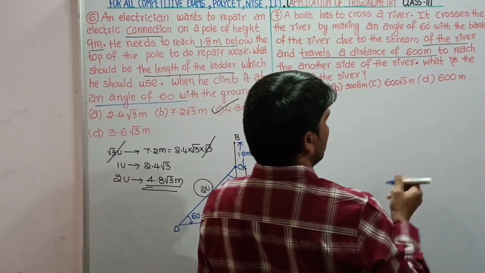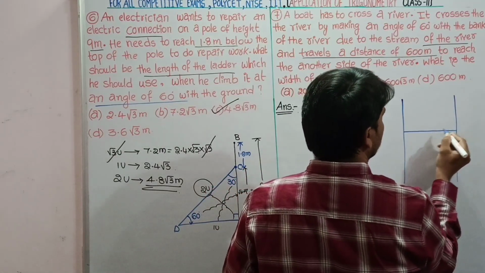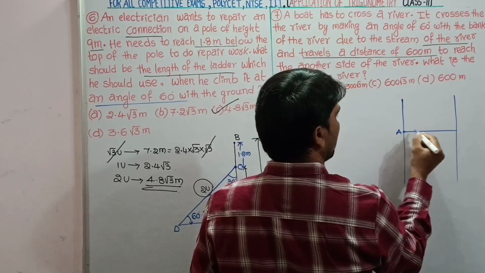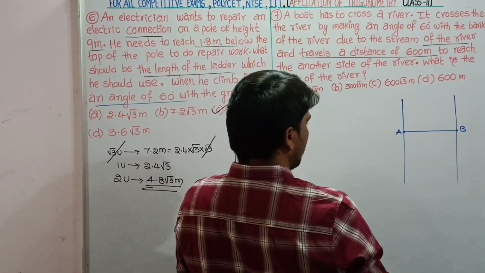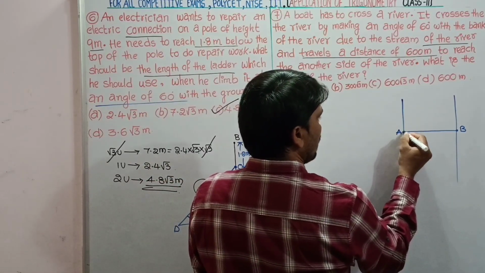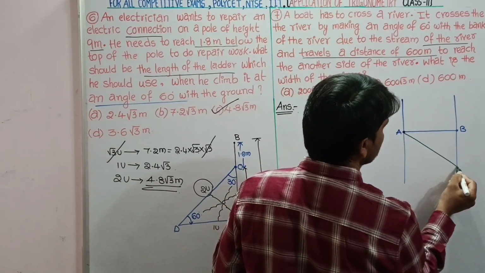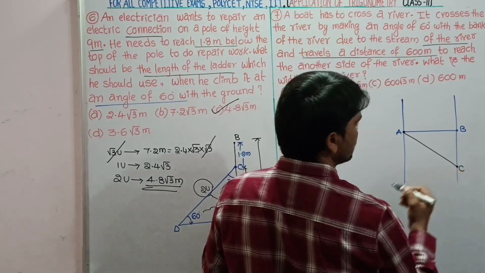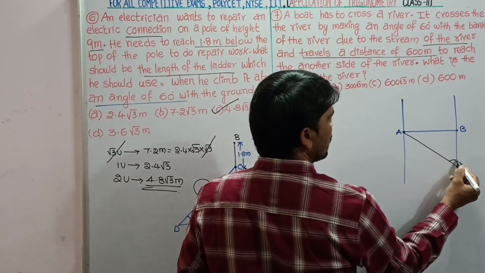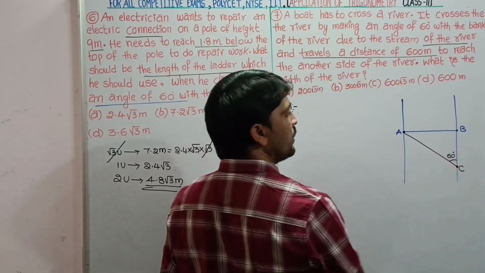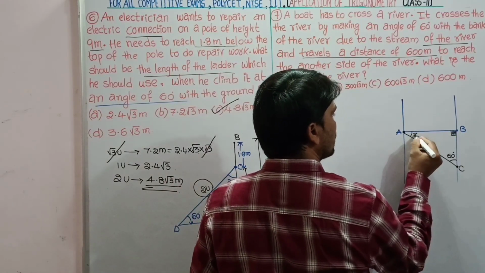Let us suppose this is a river. Then the width of the river is AB. Let us say the width of the river is AB. And a boat starting from the point A has to cross the river, but due to the stream it reaches the point C of the other bank of the river, making a 60-degree angle with the bank of the river. So obviously it is 90 degrees and this is 30 degrees.